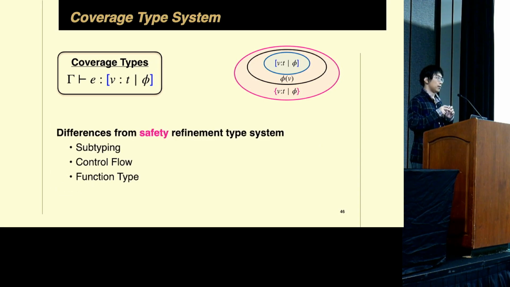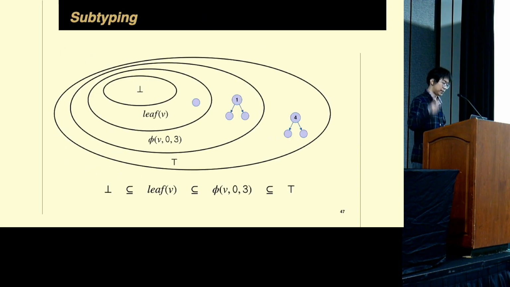Because we interpreted the specification differently, from the over-approximation to the under-approximation, we have three main differences from the safety refinement type system. It's about subtyping, control flow, and function type. So we first talk about the subtyping. Consider the following four specifications. The bottom is included by the leaf, which means only a single leaf tree, is included by BST, and included by top. Top means all possible integer trees.